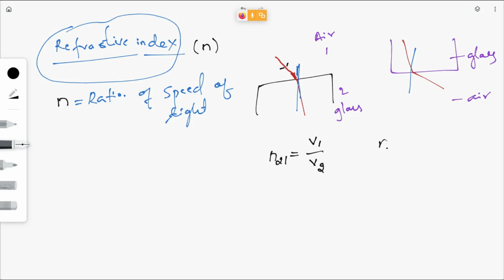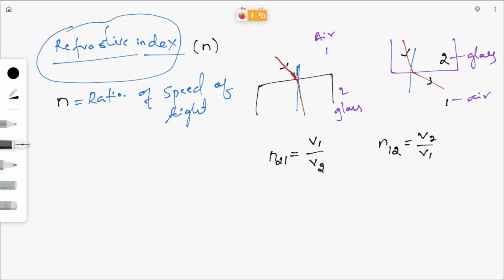What about n12? Here this is your medium 1 and here this is your medium 2. So light is traveling from medium 2 to medium 1. In this case, it is the refractive index of medium 1 with respect to medium 2. So here it is the ratio of speed of light. So v1 by v2 or v2 by v1? V2 by v1.